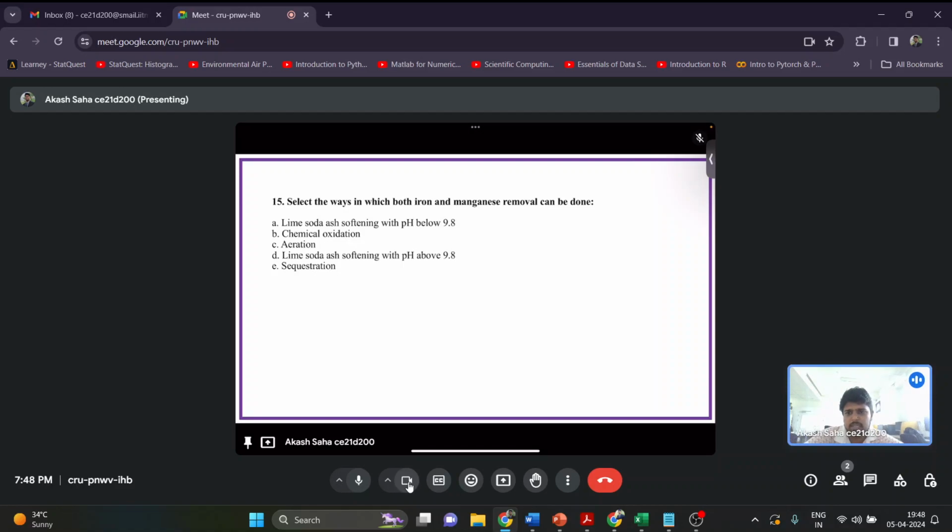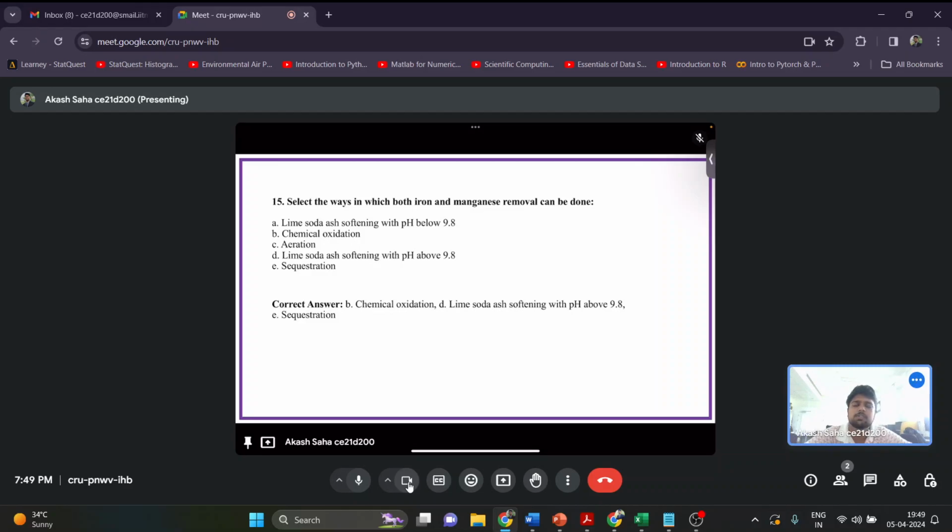So aeration is incorrect. And about sequestration, so what is sequestration? When phosphate chemicals are added to water to bind with and sequester the ferrous and manganese, preventing the later precipitation, this is known as sequestration. So this can also be used to remove the iron and manganese. So we can see that options B, D and E are correct for this problem. So with the help of chemical oxidation, lime soda ash softening above 9.8 pH and the sequestration process can be used to remove the iron and the manganese.